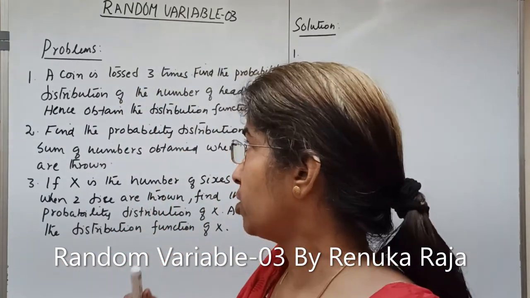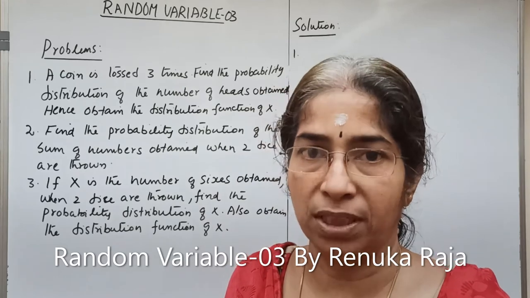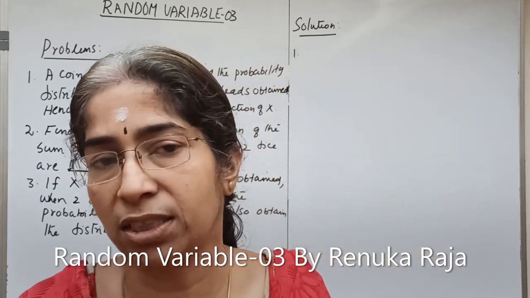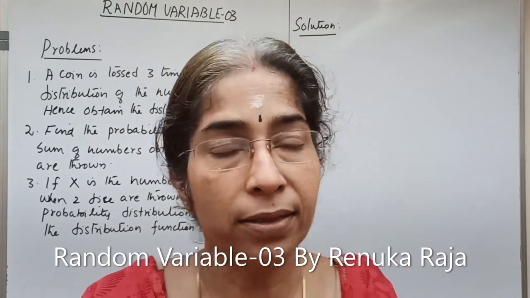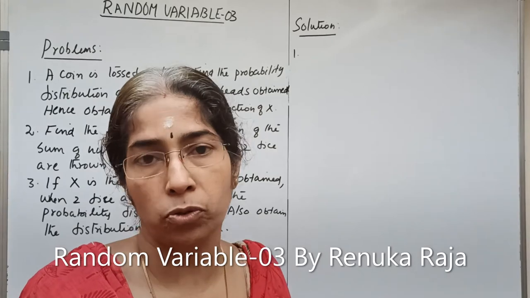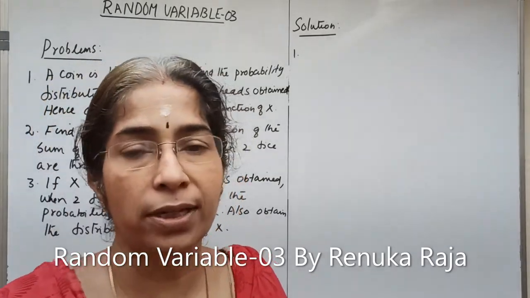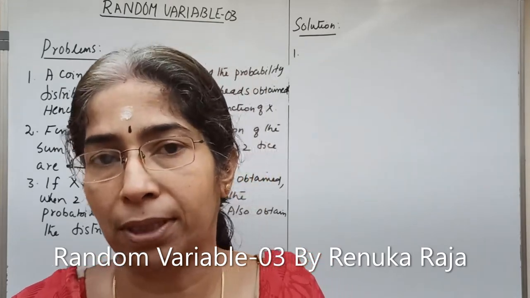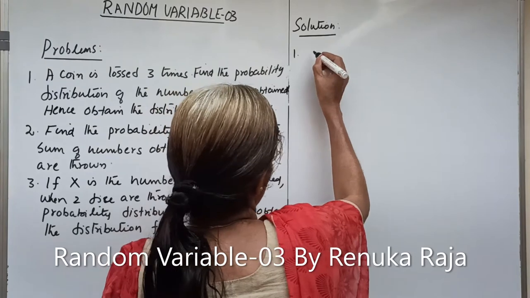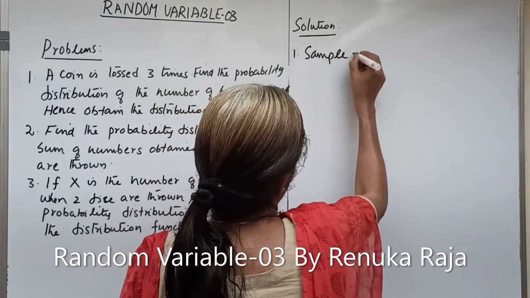We know, we consider the tossing of a coin 3 times, so that we can write the sample space, which is the set of all possible results of the experiment. The sample space consists of 2 cube, since the coin is tossed 3 times, that is equal to 8 outcomes in the sample space. So let us consider the sample space.